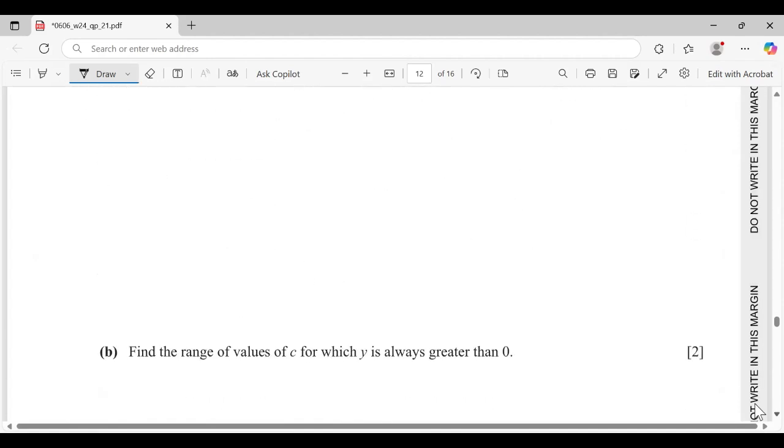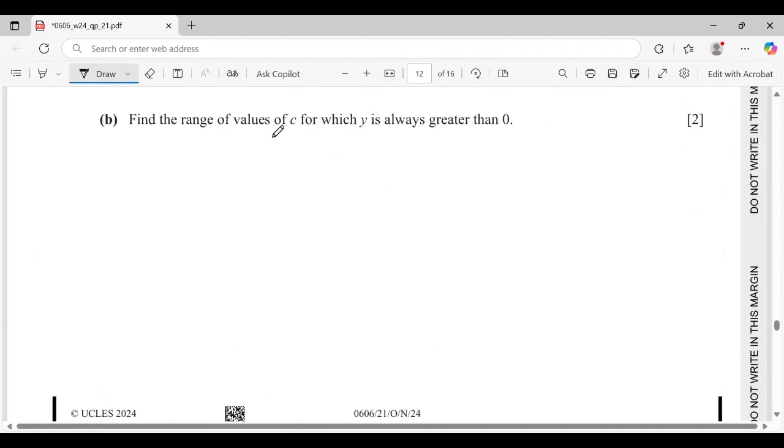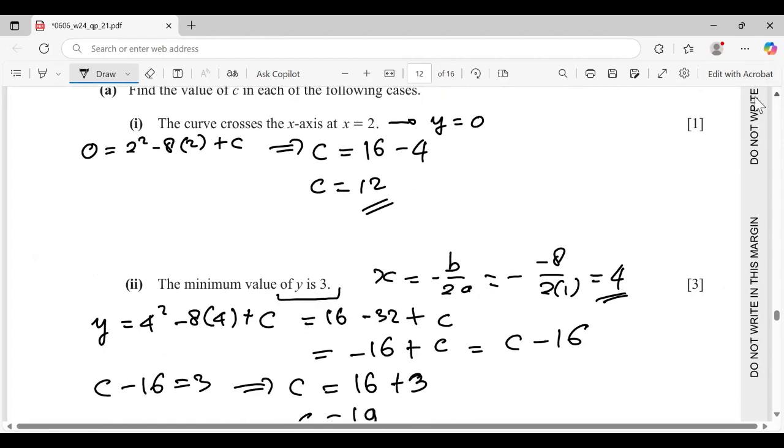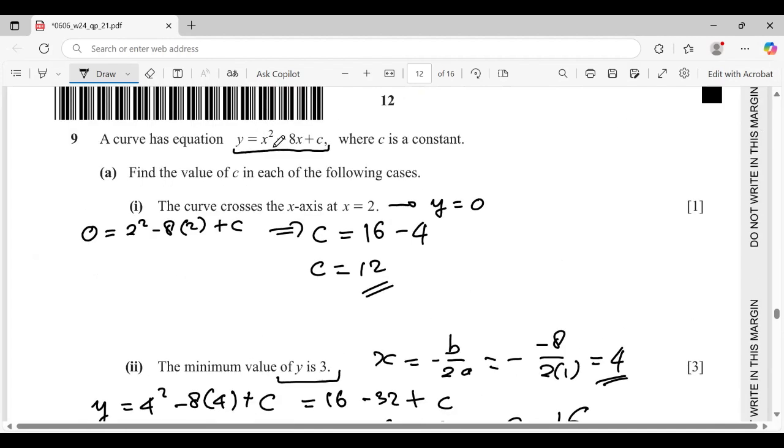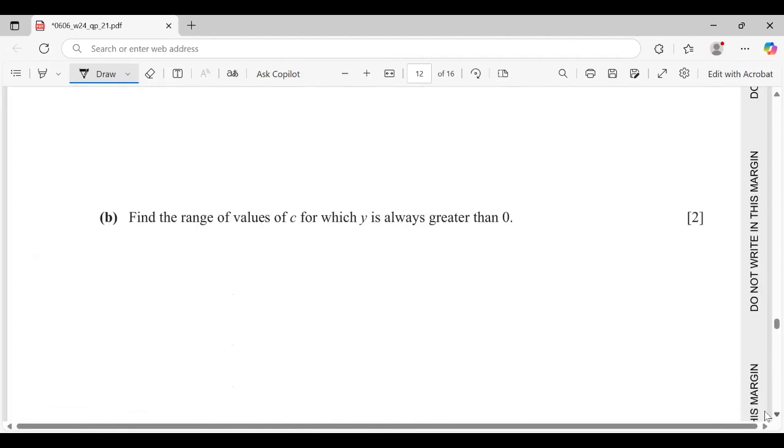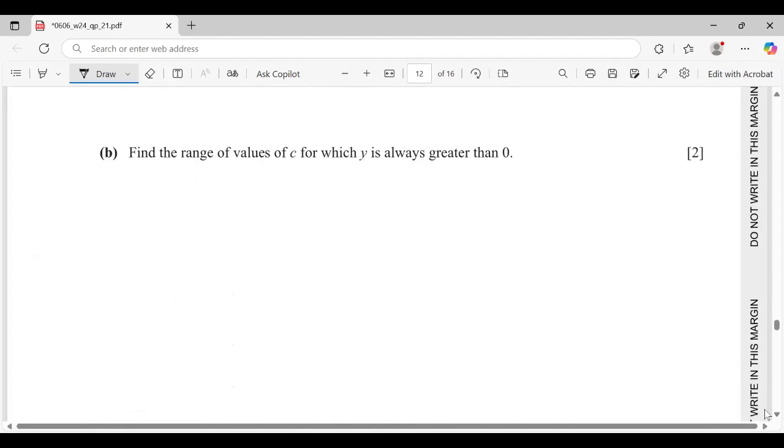Next question. Find the range of values of c for which y is always greater than 0. This function is a parabola that opens upwards. Why? Because if you look at the coefficient of x squared, it is 1, and 1 is a positive number. So it means this is a parabola that opens upwards.